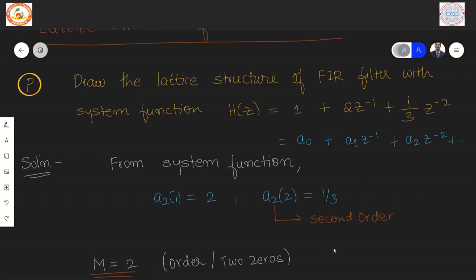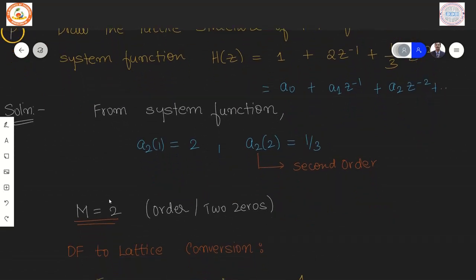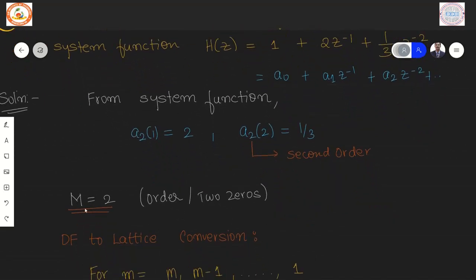Now, we indicate the order here as capital M. So capital M is equal to 2, which is the order, or we know in this equation we will have 2 zeros.